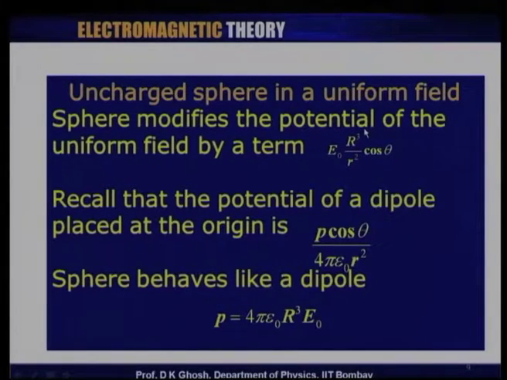Now, if you want to look at an equivalent problem, you recall that the potential of a dipole fixed at the origin is given by p cos theta divided by 4 pi epsilon 0 r square. If you compare these two, it tells you that the sphere can be equivalently replaced by putting a dipole of dipole moment 4 pi epsilon 0 R cube times E 0 at the origin.